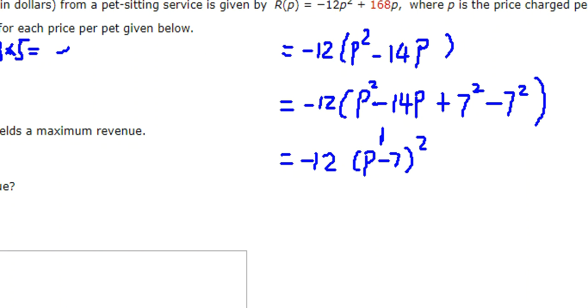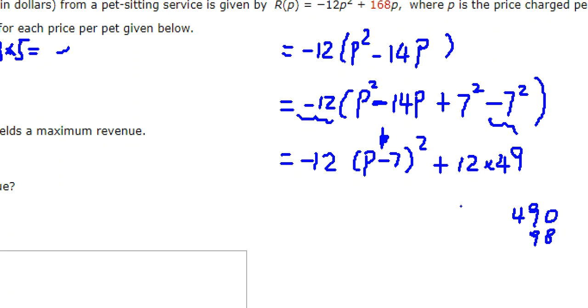Why this is minus 7 squared, I explained in my earlier video. We are using the a squared minus 2ab plus b squared formula. Because of the negative sign, this has to be a negative sign. And then at the end, we still need to do negative 12 times negative 7 squared, which is positive 12 times 49, which is 490 plus 98, so it's going to be 588.